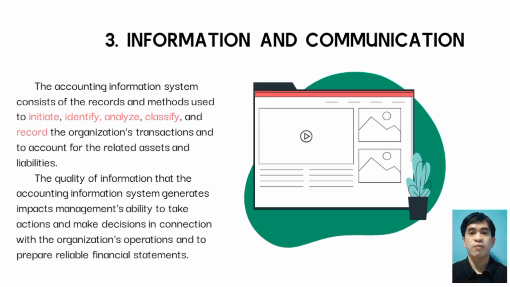The third one is the information and communication. The accounting information system consists of the records and methods used to initiate, identify, analyze, classify, and record the organization's transactions and to account for related assets and liabilities. The quality of information that the accounting information system generates impacts the management's ability to take action and make decisions in connection with the organization's operation and to prepare reliable financial statements.